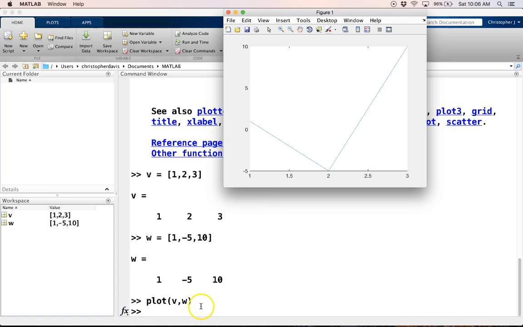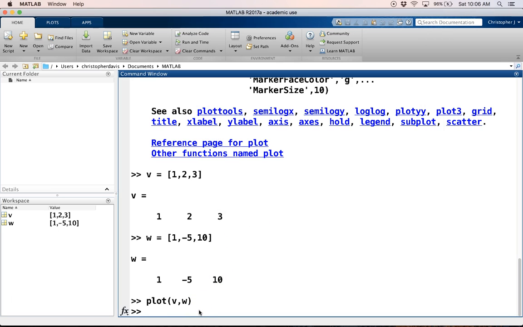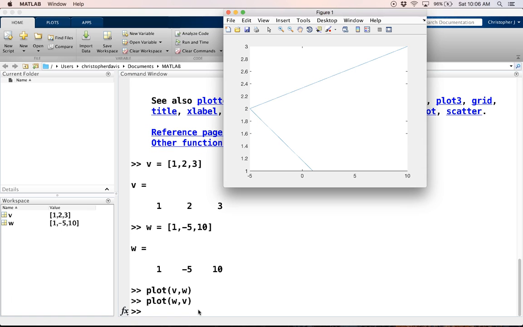Let me do another example. What if instead of plot VW, what if I did plot WV? So the same coordinate vectors, just in the opposite order. Now let's look at it. So it's a little confusing. Let's stare at it. So now W is the x coordinates.